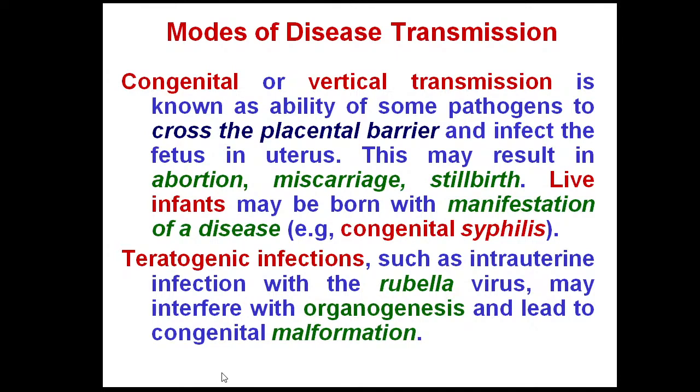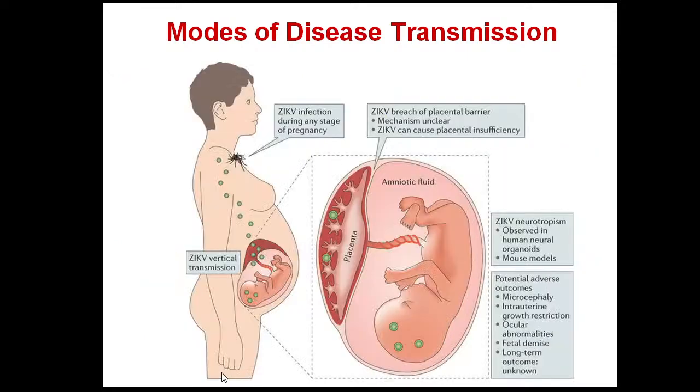These may result in abortion, miscarriage, stillbirth, and live infants may be born with manifestations of the disease. For example, we may distinguish congenital rubella, this is a viral disease, and congenital syphilis, this is a bacterial disease. And quite often, these pathogens may cause so-called teratogenic effects, such as intrauterine infection with the rubella virus, which may influence organogenesis and lead to congenital malformations.